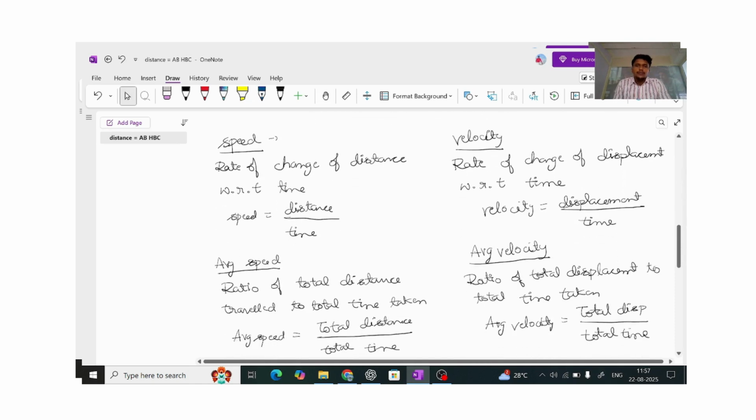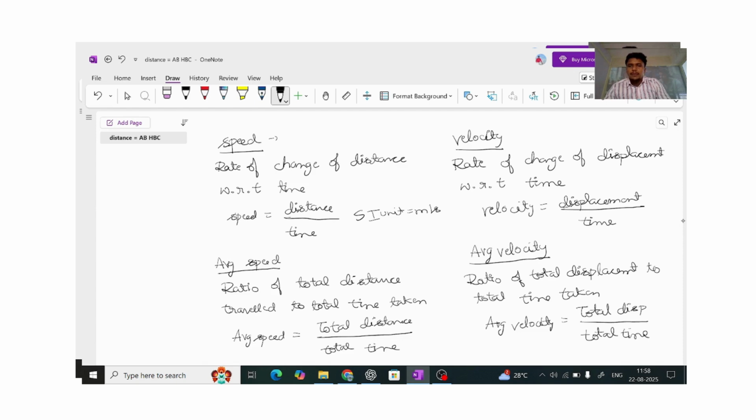Let's move on to the next. What is speed? Speed is the rate of change of distance with respect to time. It is given as speed equals distance by time, and its SI unit is meter per second. On the other hand, velocity is the rate of change of displacement with respect to time. Velocity is given by displacement by time, and its SI unit is also meter per second.